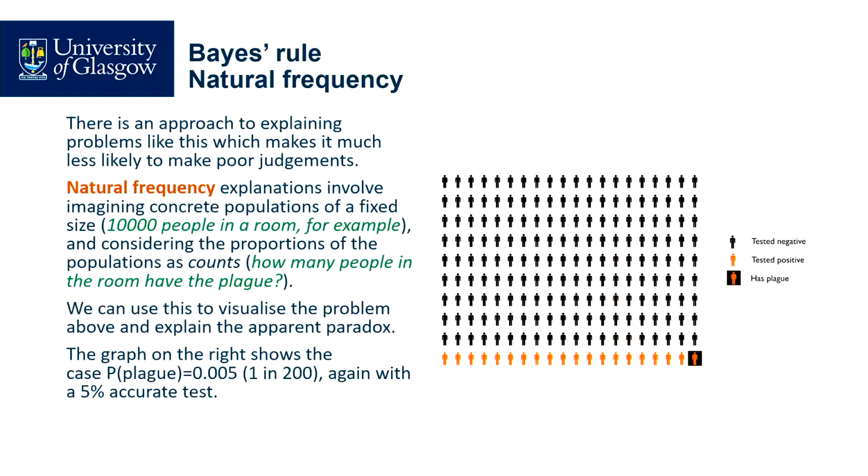So how can we approach that a little bit more? There is an approach for explaining problems like this which makes poor judgment much less likely. It's called natural frequency explanations. Basically, it involves imagining concrete populations of a fixed sample size, for example 10,000 people in a room, and considering the proportions of the population as counts. So how many people in the room have the plague? We can use this to visualize the problem and explain this apparent paradox.